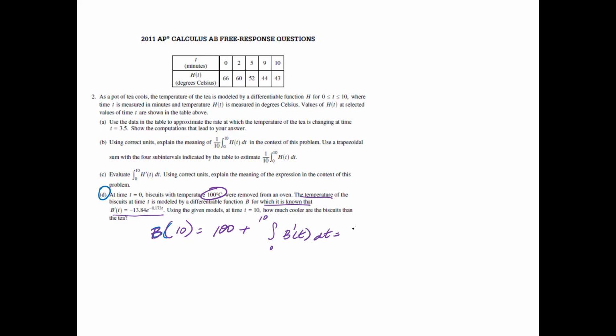and you want to go ahead and plug this into your TI-84, type in math, make sure you push the button 9. You're going to go ahead and do 0 to 10, B prime of t. It's given to you with this equation, negative 13.84 e to the negative 0.173 t, but you're going to do x dx. So type this into your calculator and then make sure you add the 100 there. And when you hit enter, it is going to give you approximately 34.183.